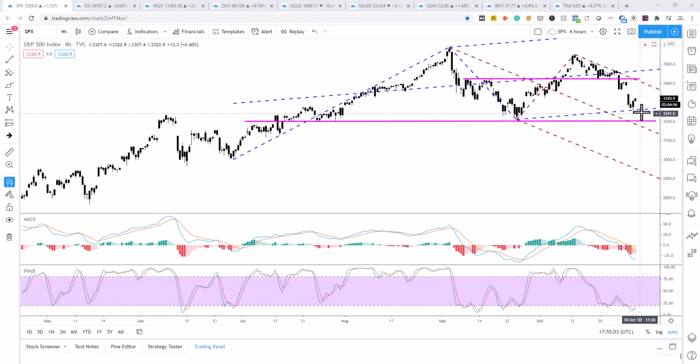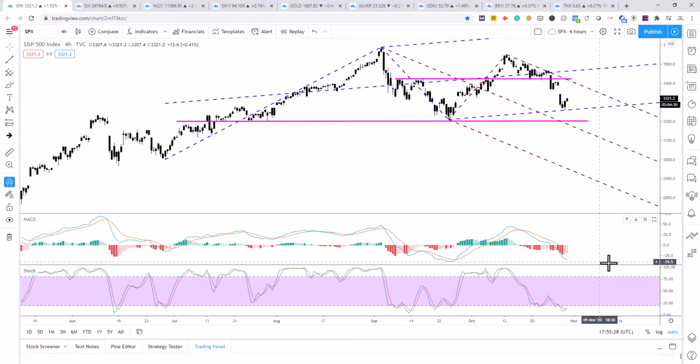We've gotten a pretty big move down to the lower median line of this Schiff pitchfork, the blue Schiff pitchfork, and so we're sitting on that support. Actually, price has bounced off of that support level. We can see we're still on a sell signal in MACD and very firmly in bear mode. Both the signal line and the MACD line are below zero. Stochastics energy obviously is low.